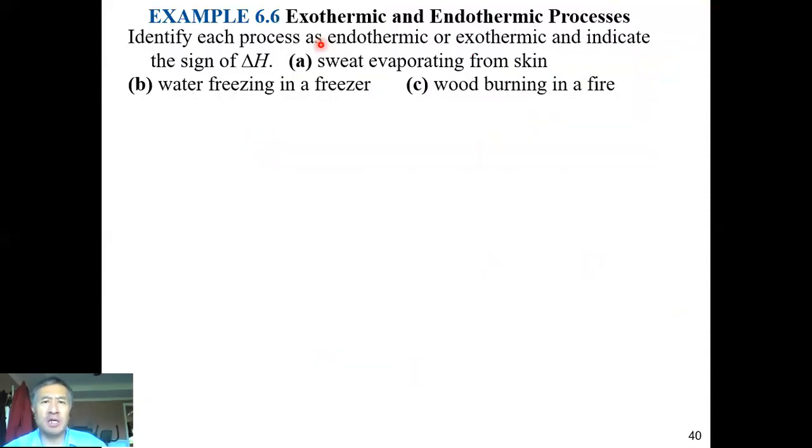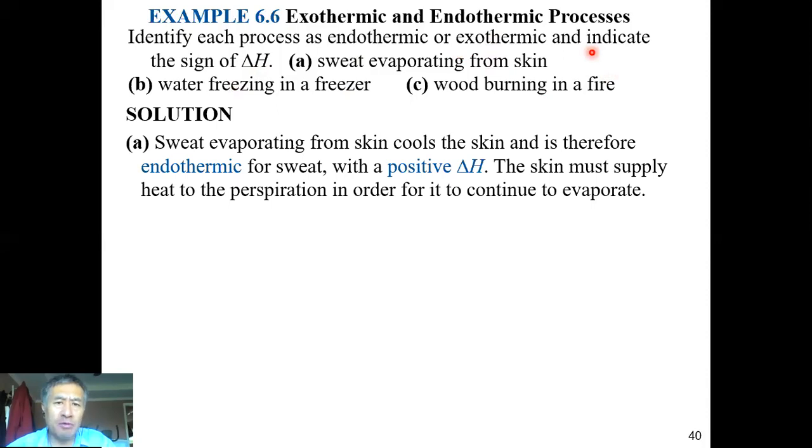Example 6.6, exothermic and endothermic processes. Identify each process as endothermic or exothermic and indicate the sign of delta H. The first process to consider is sweat evaporating from your skin. Sweat evaporating from skin cools the skin and is therefore endothermic for sweat, with a positive delta H. The skin must supply heat to the perspiration in order for it to continue to evaporate.